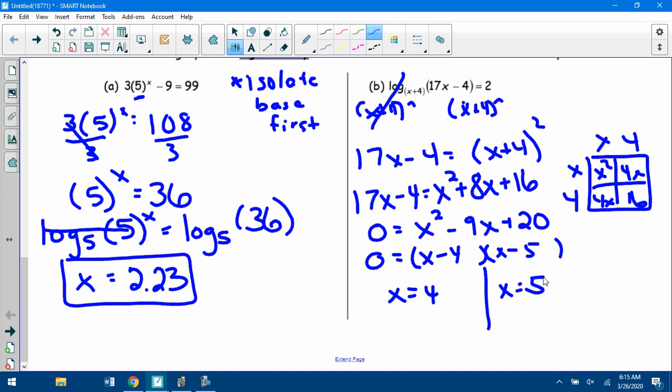Before you box that in, what do you have to make sure of? You've got to make sure that that doesn't make either log or any log negative. Plug 4 in, it's going to be a fairly big number, minus 4. And the log base is still positive, it'd be 8, so 4 is fine. And for 5, it'd be log base 9, so that's fine. 17 times 5 minus 4 is definitely positive. In this case, there's no rejecting.